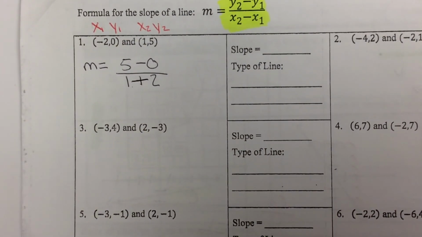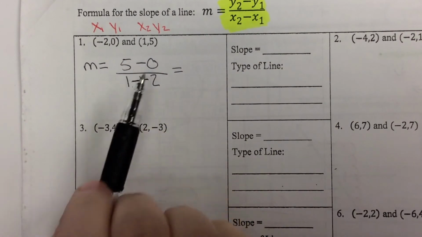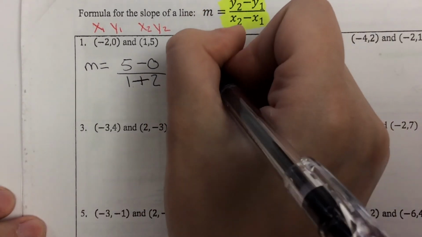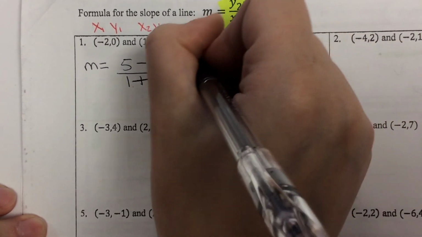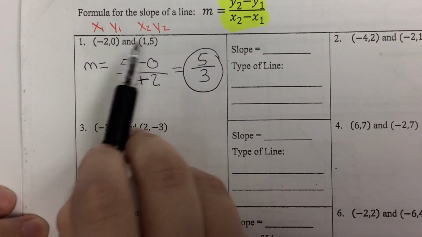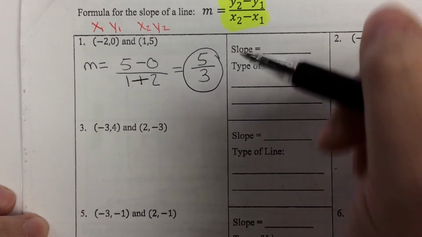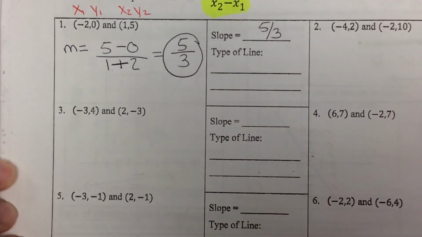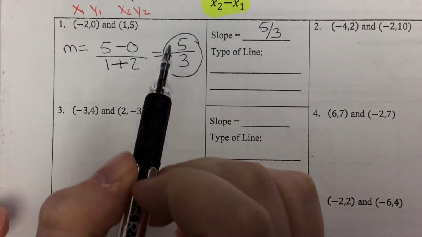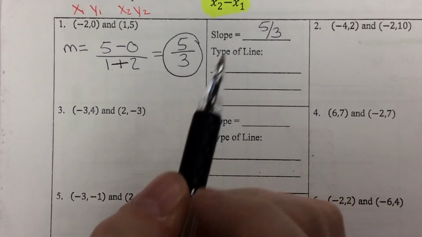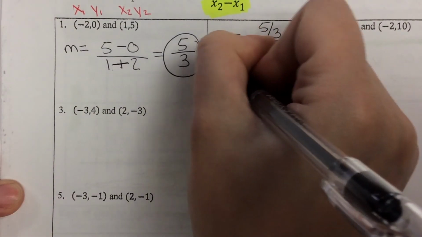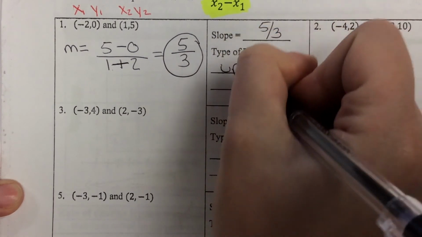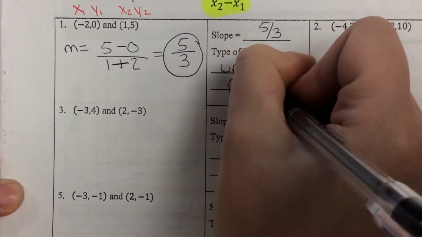Okay? So now let's just do the math to figure out our slope. What's 5 minus 0? 5. And what's 1 plus 2? 3. So our slope between these two ordered pairs is 5 over 3. Type of line. This is a positive line and it goes uphill. That's what we know about positive slopes. They go up. So this type of line is going to be an uphill positive line.